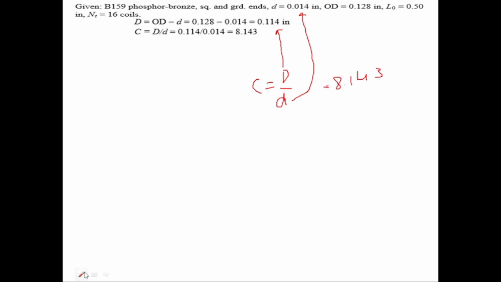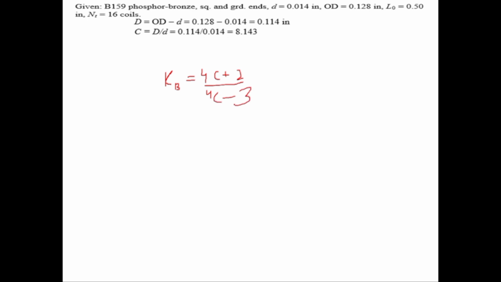Now from mean coil diameter and wire diameter, we can find out the value of C, which is equal to mean coil diameter divided by wire diameter. If you see over here, D is equal to 0.114 inches and wire diameter is 0.014 inches. So putting these values, it will give you C is equal to 8.143. Now using the value of C, we can find out the value of the Bergsträsser factor, which is KB, and that is equal to (4C plus 2) divided by (4C minus 3). So put the value of C, it will give you KB is equal to 1.169.